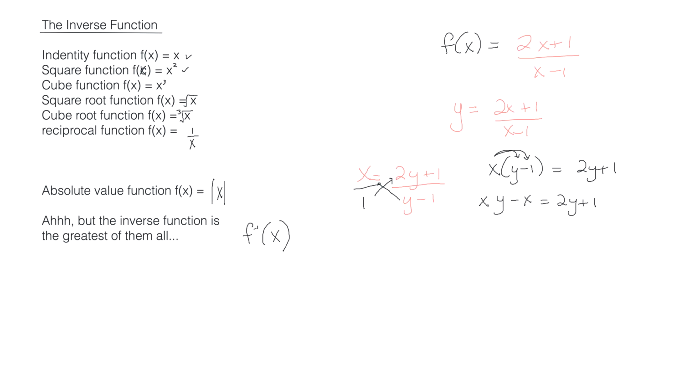I want to solve for y. So I'm going to bring everything with the y to one side. So xy minus x equals 2y minus xy plus 1. Move this to the other side. Minus x minus 1 equals 2y minus xy.